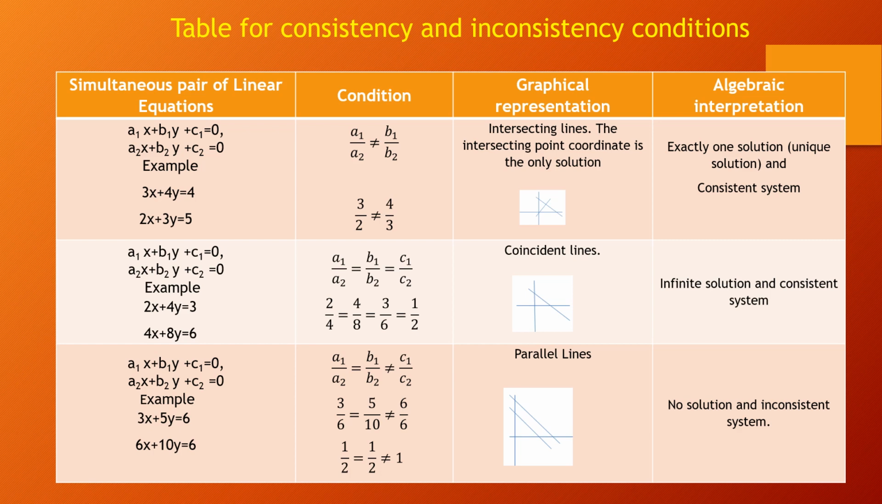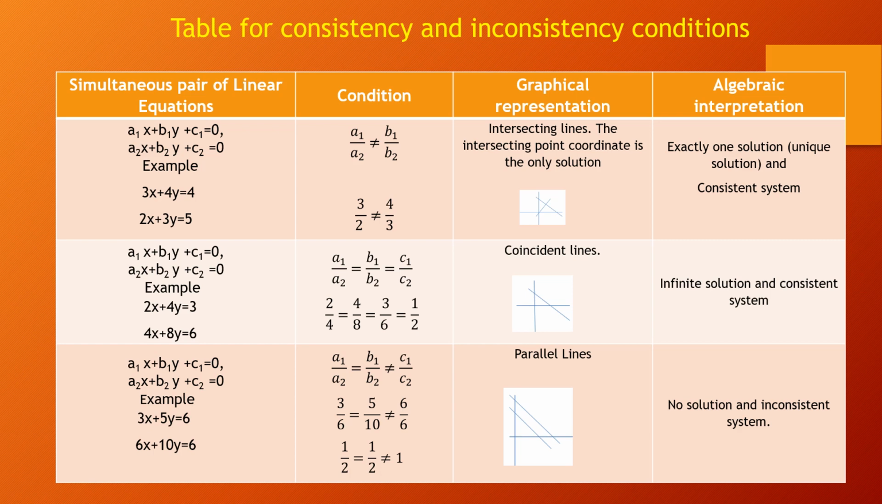For example, if we take two equations, 3x + 4y = 4 and 2x + 3y = 5, this condition is satisfied since 3/2 is not equal to 4/3. So directly we can say that these two equations have only one solution, a unique solution, and have a consistent system, and graphically these equations have intersecting lines on the basis of that condition. Now let's come to condition number 2.